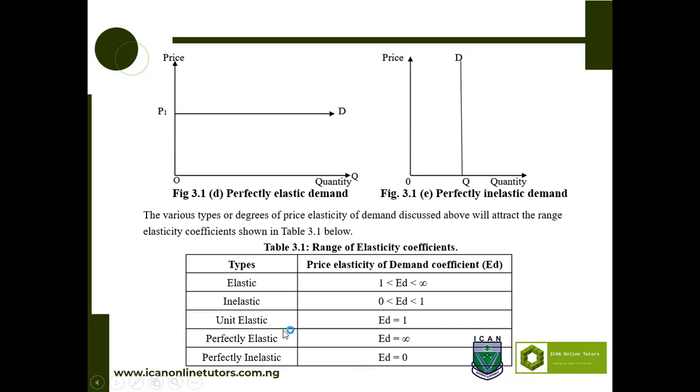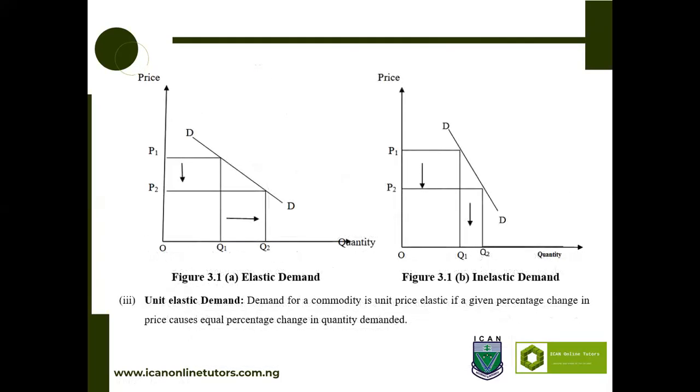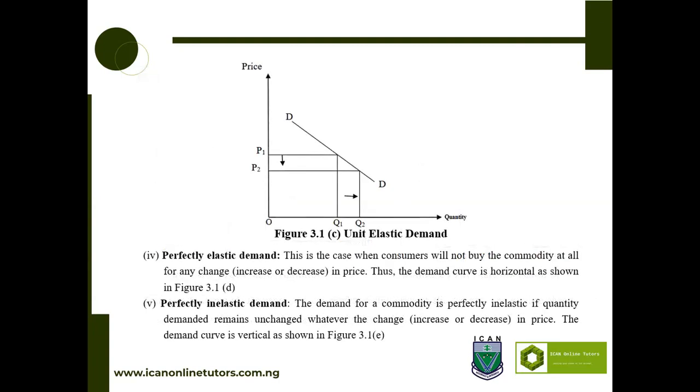This is a situation whereby the consumer will make a decision when demand for a commodity in a given percentage change causes an equal percentage change in quantity demanded. That is, the price and the quantity will remain the same. While the perfectly elastic demand is a situation when the consumer will not buy any of the commodity, either there is an increase or a decrease in price.